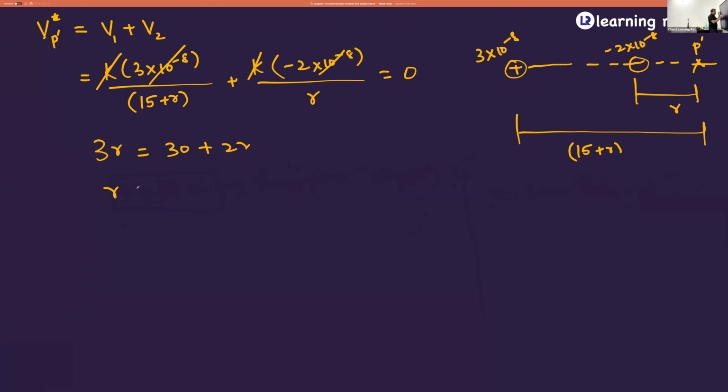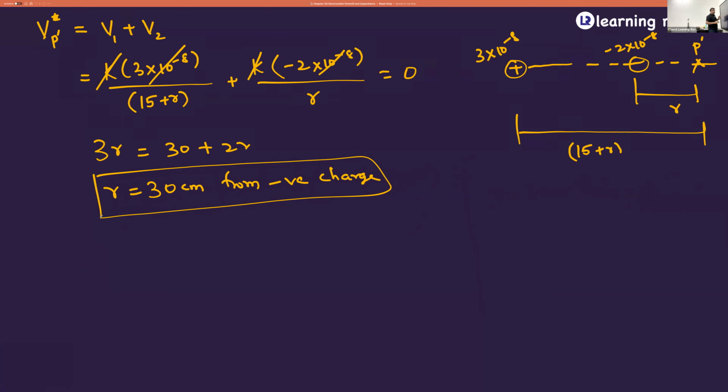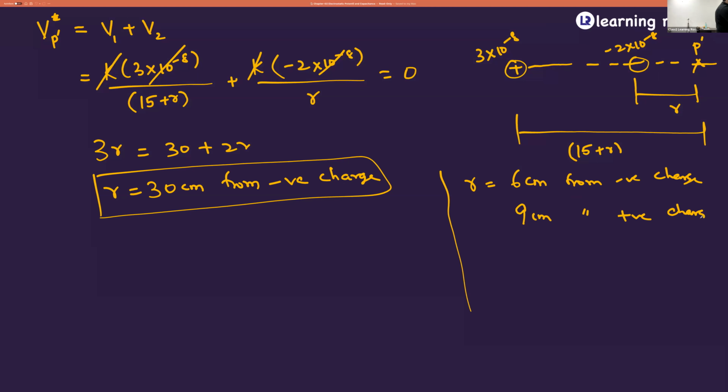So R is equal to 30 centimeter from negative charge. Right. Now, if you observe, the two scenarios is you either got R is equal to 6 centimeter from negative charge or 9 centimeter from positive charge. That was one of the scenarios, which was in between the charges.